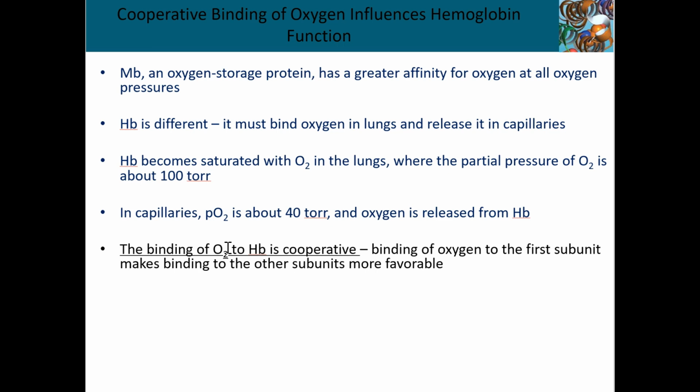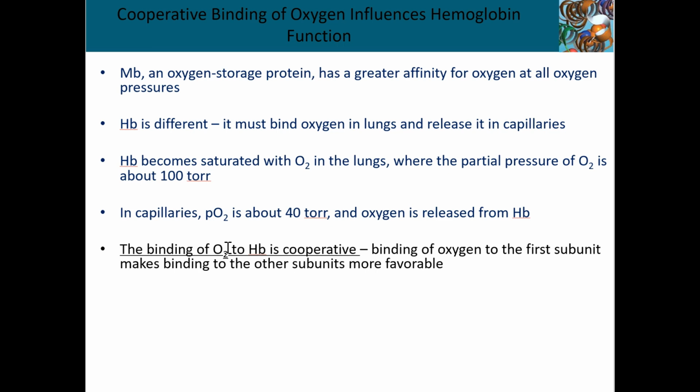Hemoglobin wants to bind the oxygen in the lungs and release it strategically under normal physiologically low conditions in the capillaries and the peripheral systems. So hemoglobin becomes saturated with oxygen at the lungs, at a place where the partial pressure of oxygen is about 100 torr, and then at around 40 torr when it hits the capillaries is where it's released.